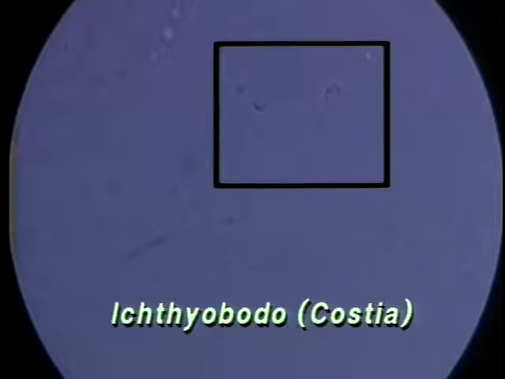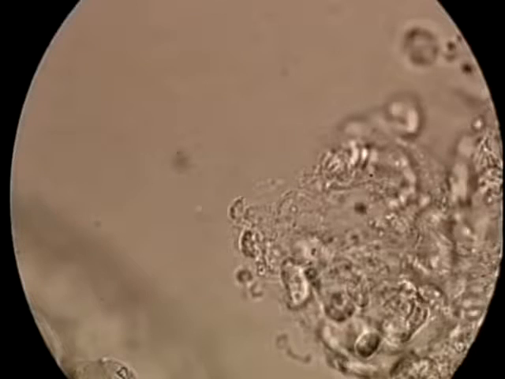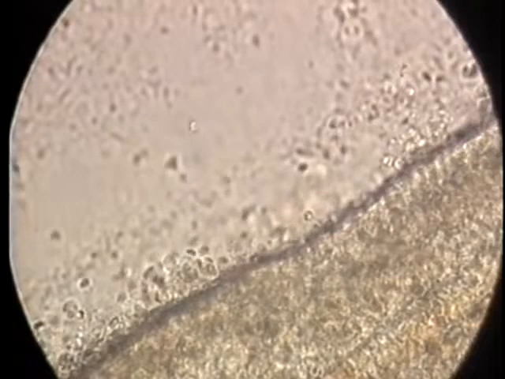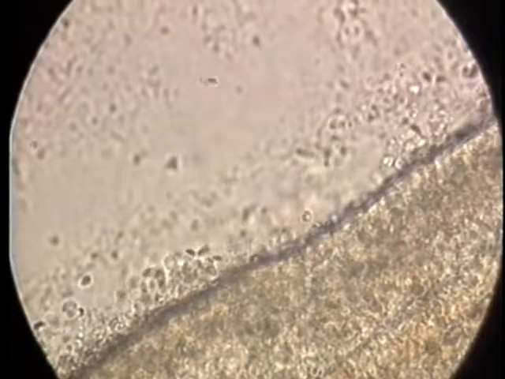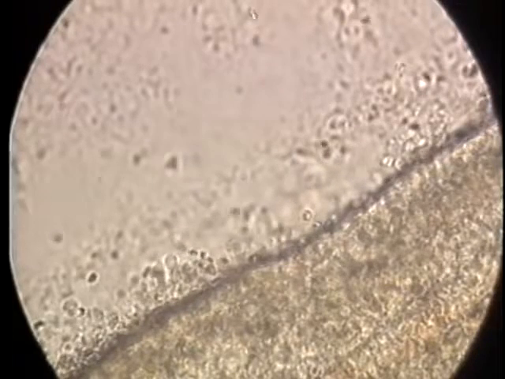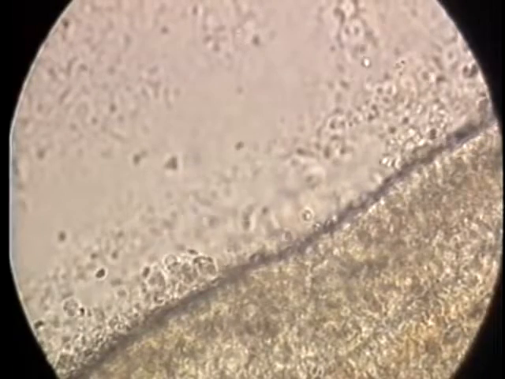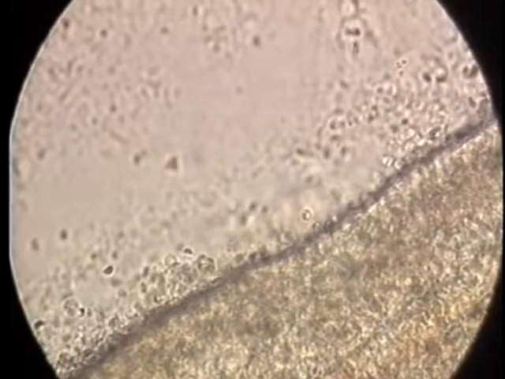Ichthyobodo, or Costia, is a very small, teardrop-shaped, flagellated protozoan that often lines up along the edge of the gills or skin. They are about the size of red blood cells. Ichthyobodo are attached to the host cells by flagella and flicker like a candle flame. When not attached to the fish, they swim in an erratic pattern and appear as a lopsided wheel. Ichthyobodo are commonly reported on catfish raised in crowded cage culture conditions.